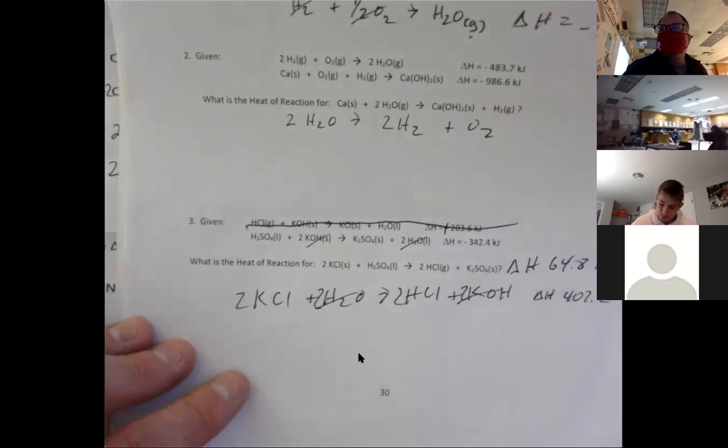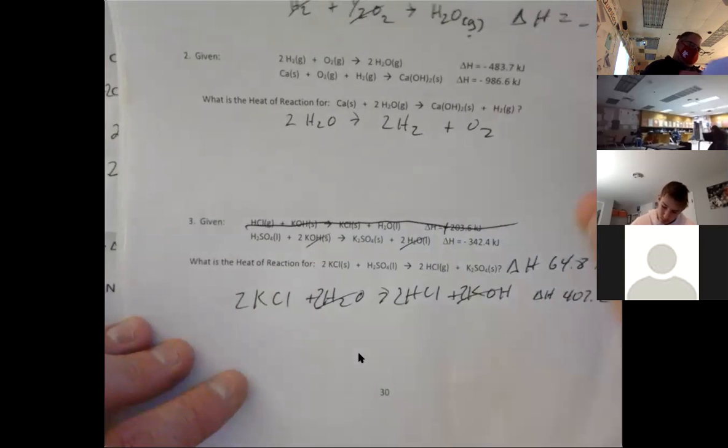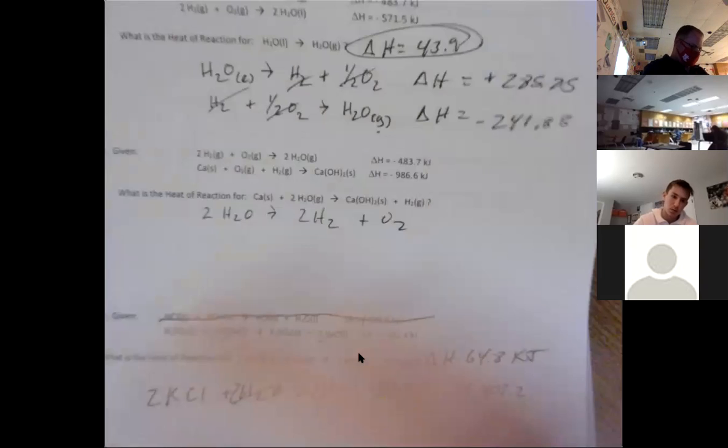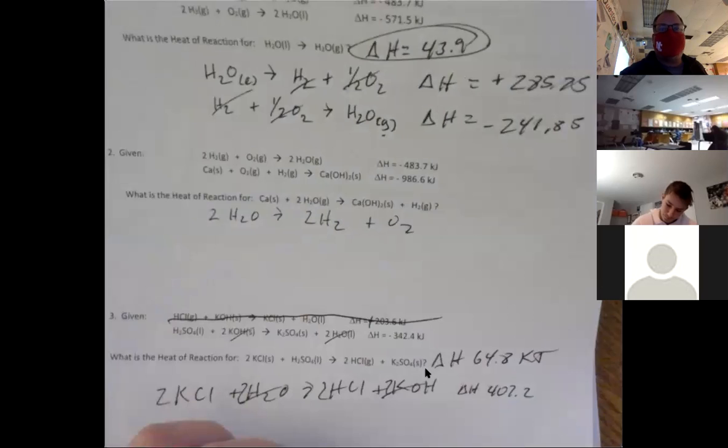Question. About 6 problems that you can work on there. Did that say 64.8? 64.8 is what I got. That's what the calculator said. Yep, 64.8.